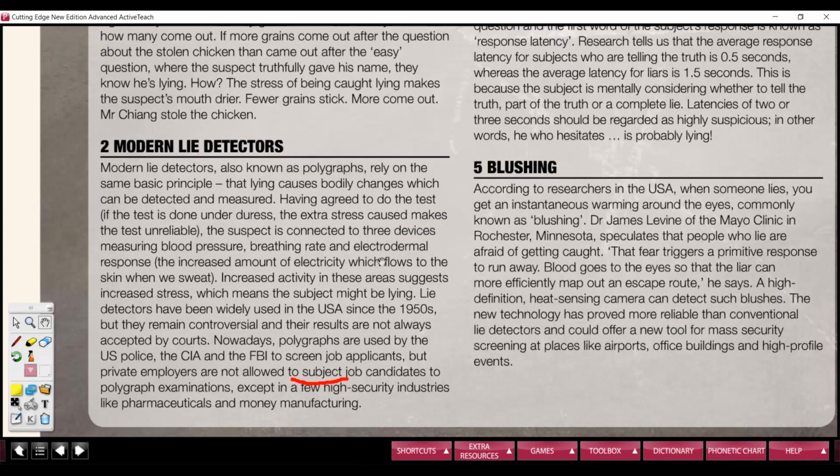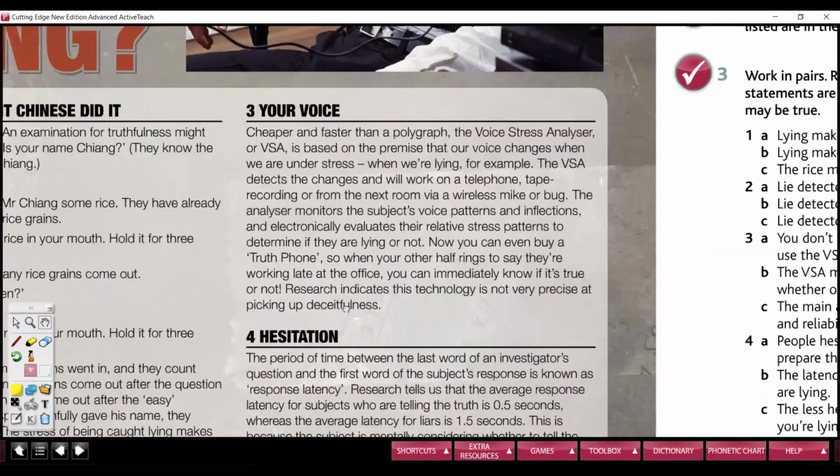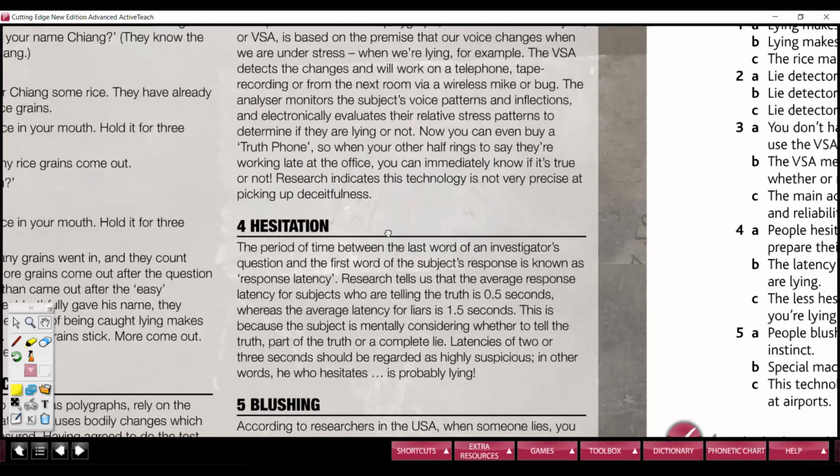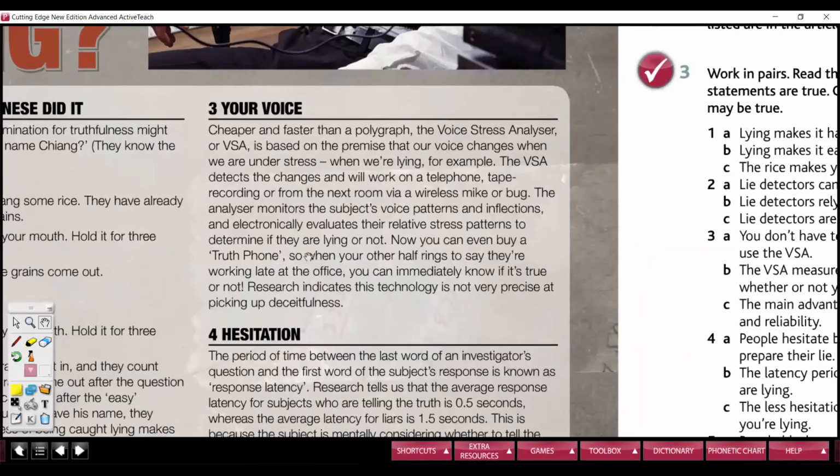Here they said electrodermal response, but they explained that to you here. The increased amount of electricity which flows to the skin when we sweat. That's also something that can measure our reactions. Okay, let's continue with your voice, and then you guys read 4 and 5 with your part.